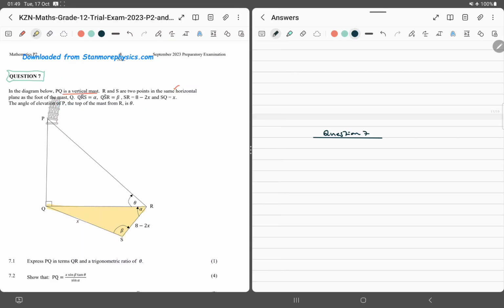Essentially it must be a flag mast, isn't it? Yeah, something like that. Anyway, QRS is equal to alpha, we can see that, and QSR is beta, and SR is equal to 8 minus 2x, that is indicated. SQ is x, it's indicated. Now the angle of elevation of P, the top of the mast, from R is theta, so that is also indicated. So all they spoke about is right here in front of us.